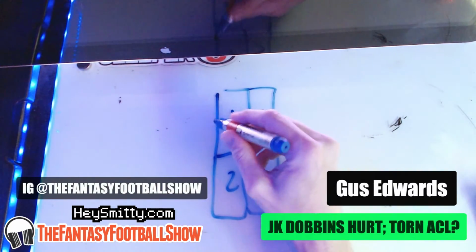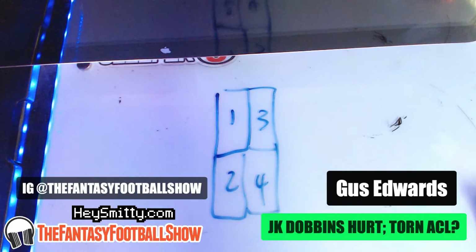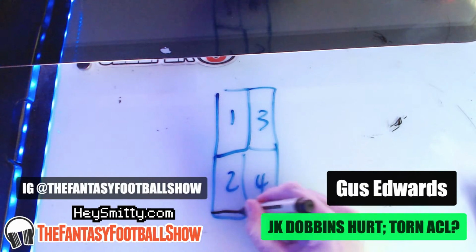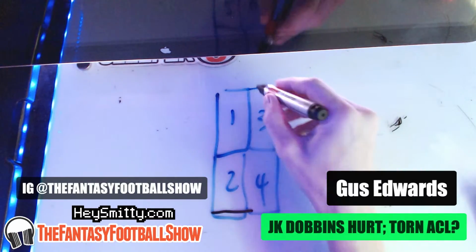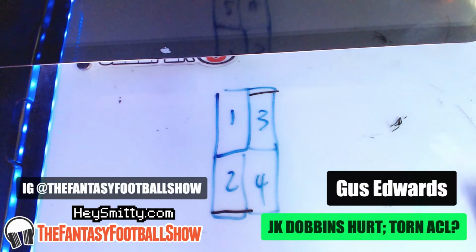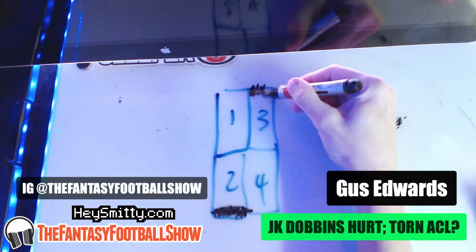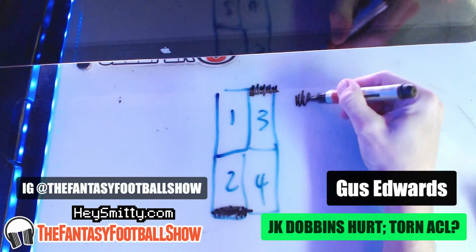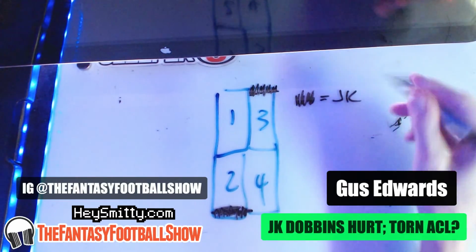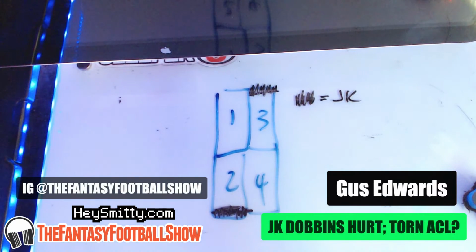It moves the second round value. So we got to pinpoint where JK was going. JK Dobbins was going right around this range, 2.12 to 3.2. Okay? So we'll just shade this part in. This is where JK was going. This equals JK. JK was going in that range.